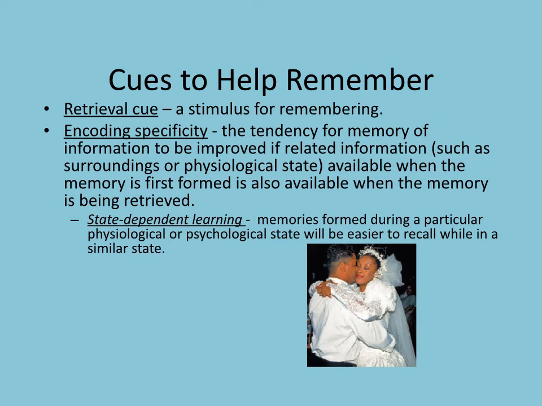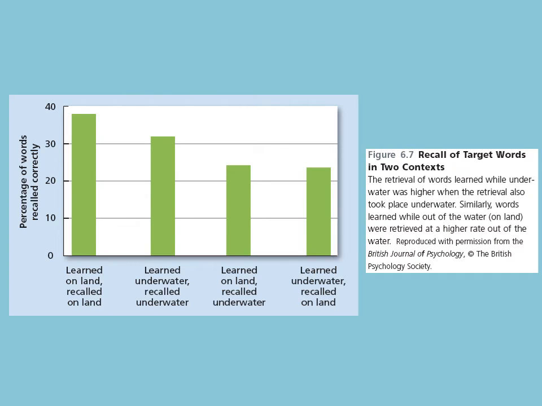Now, when you are trying to remember, encoding specificity is the tendency for memory of information to be improved if related to other information. So when I learn someone's name, I really try to tie other things to it. Okay, so they are married to this person and she does this. Okay, and that helps me remember. Now, when you do that, it's called state-dependent memories, or memories formed during a particular physiological or psychological state, which will make it easier to recall.